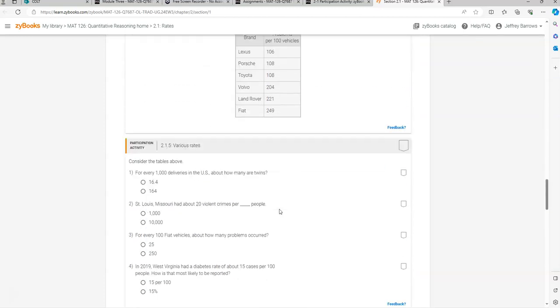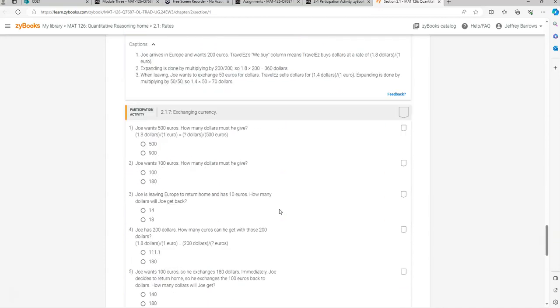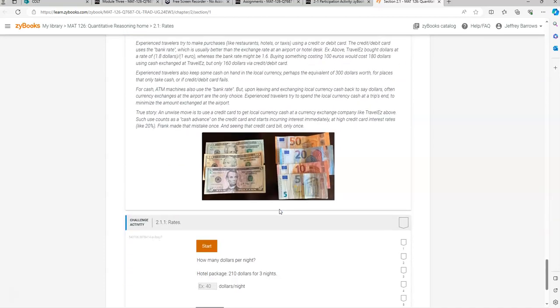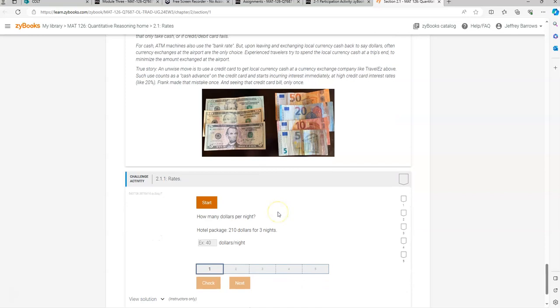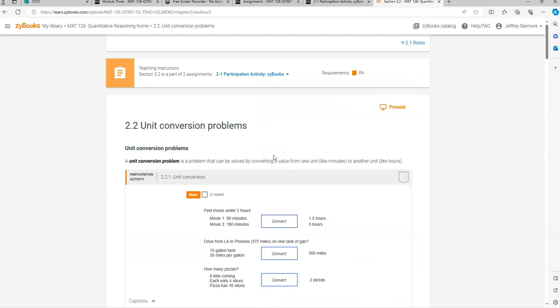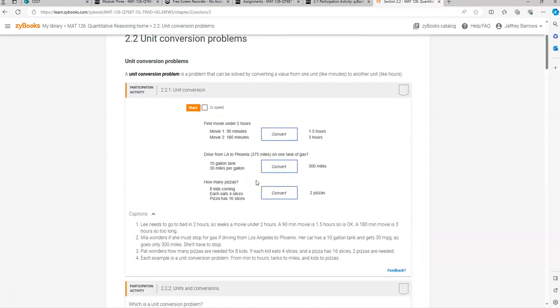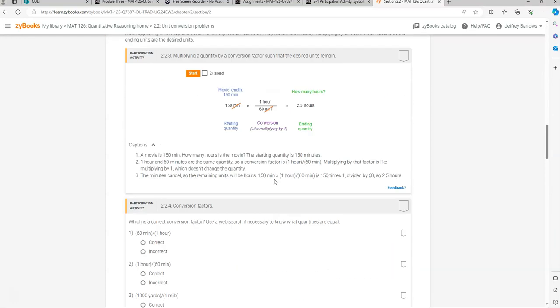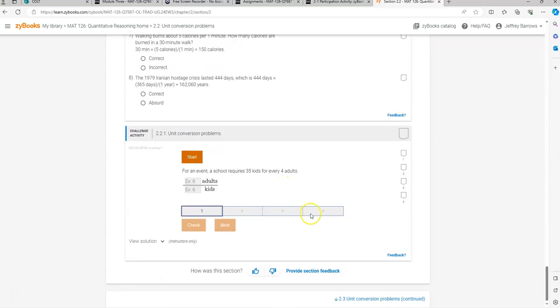The one thing I did not point out last week, and I just want to remind folks of this, is that I believe there are either 6 or 7 sections of the zyBook that we are going to study this week. When you get all the way down to the challenge activity, notice at the very bottom you have a link to take you to the next section of the textbook. So you get some more unit conversion work there.